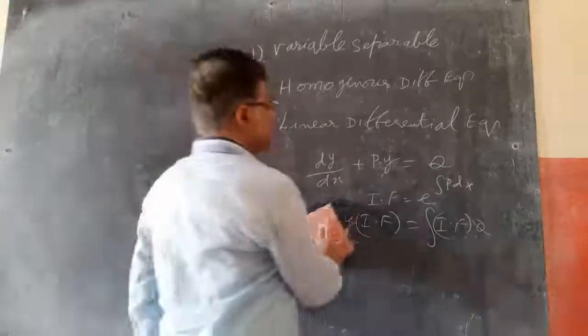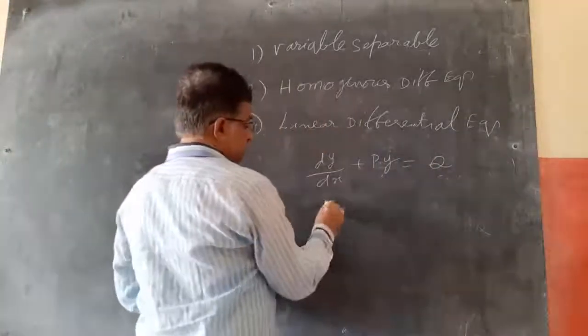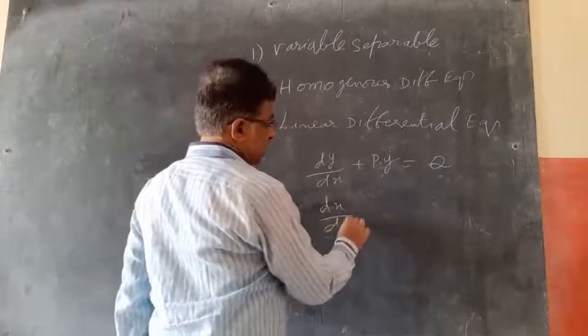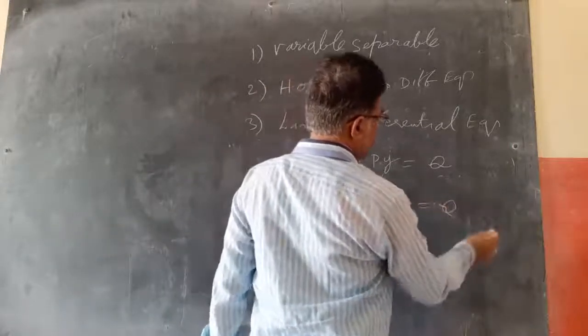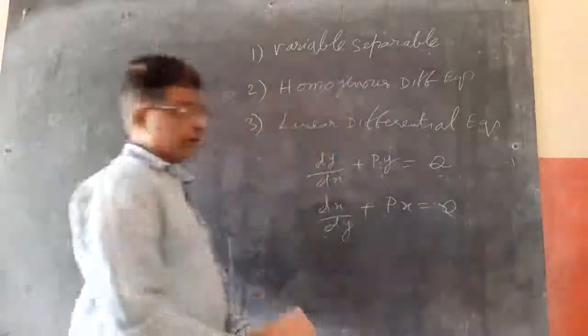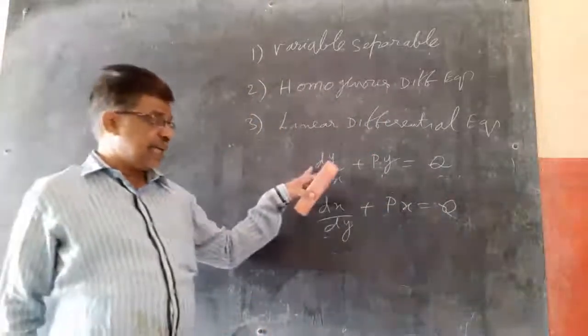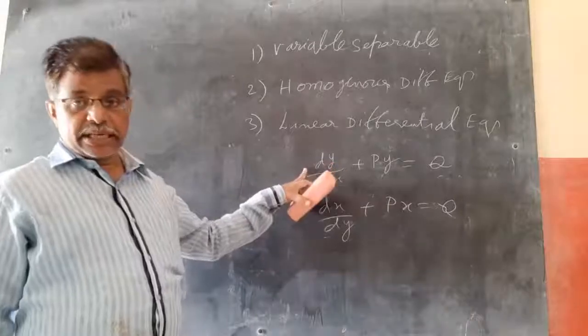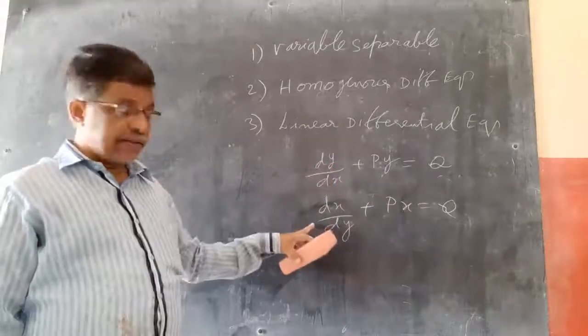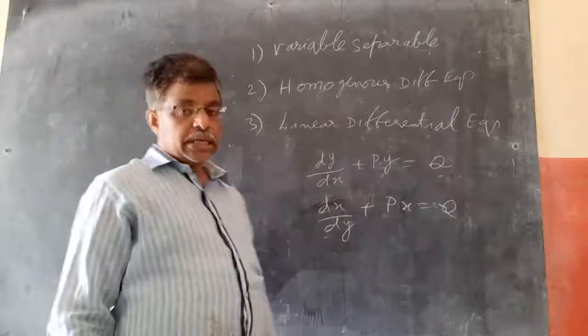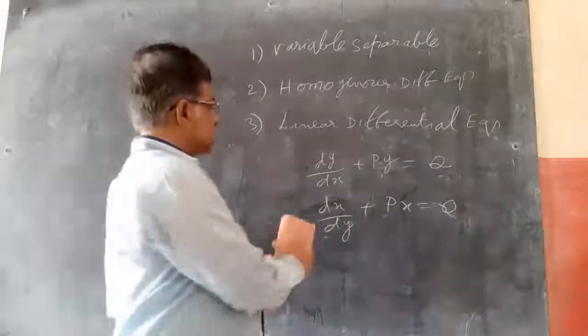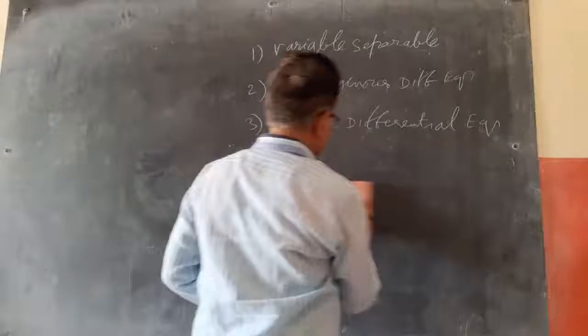Or it can be reversed also, like dx by dy plus px equal to q, where p and q are functions in y. This is called a linear differential equation in y, and this is a linear differential equation in x. So like that, the third type of differential equation is the linear differential equation.